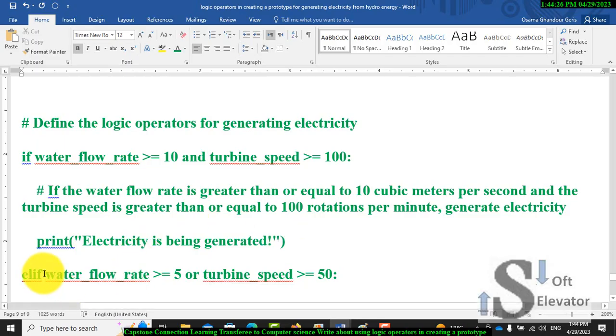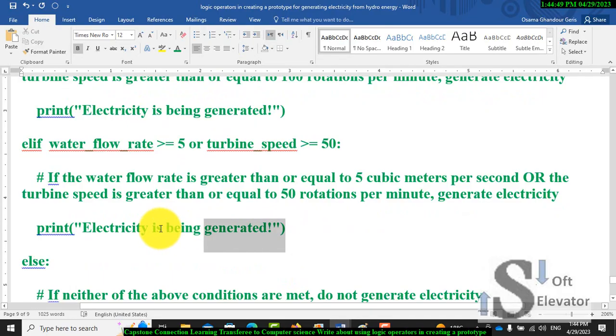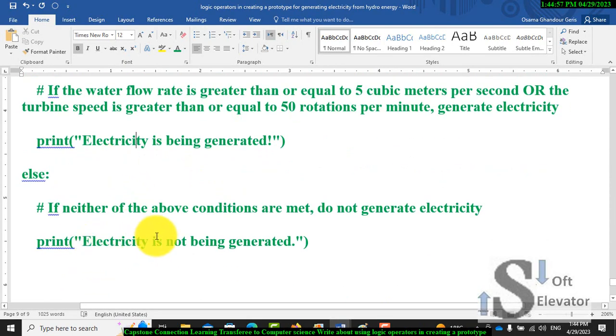Elif water flow rate is greater than 5 or turbine speed is greater than or equal to 50. In this case also print electricity is being generated, or if you're using Arduino, the same signal will appear in green color, the green LED will light. So here either printed words or a signal appears if we are using Arduino and hardware. Else, electricity is not being generated, or another signal like an alarm or a red LED will light.